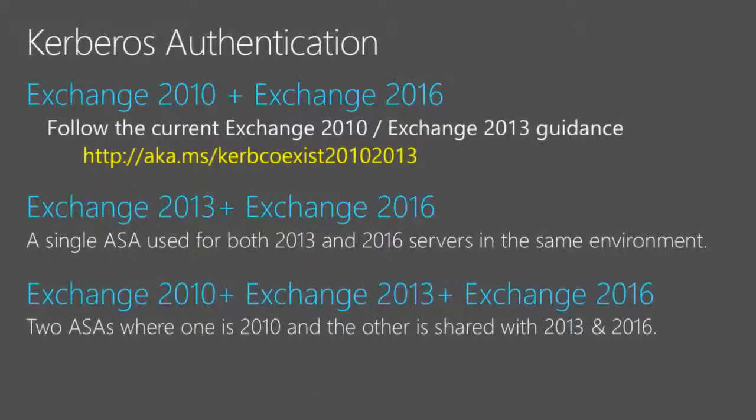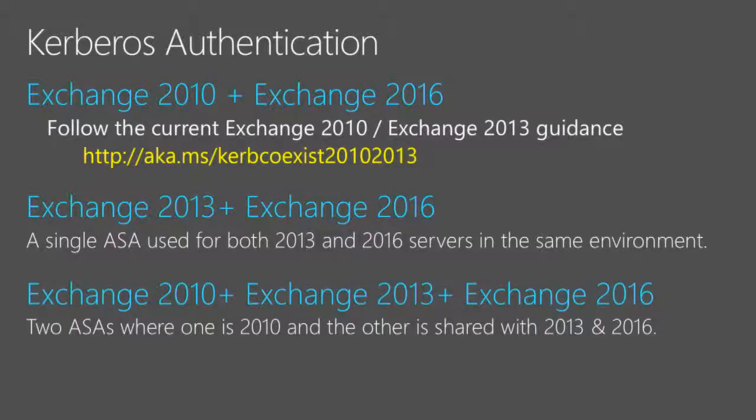Kerberos, we're not going to touch on too much here because the story is not changing. But what we want you to know is that if you're going to do 2010 and 2016 coexistence, you can follow the same exact steps for 2010 and 2013. We actually went and made sure that the ASA alternate service account credential could be shared between 2013 and 2016 so that the steps would be exactly the same as they are today for 2010 and 2013. So in an environment that has 2013 and 2016, you can use the same ASA across both versions. That will work. The scripts that come out of the box will work.